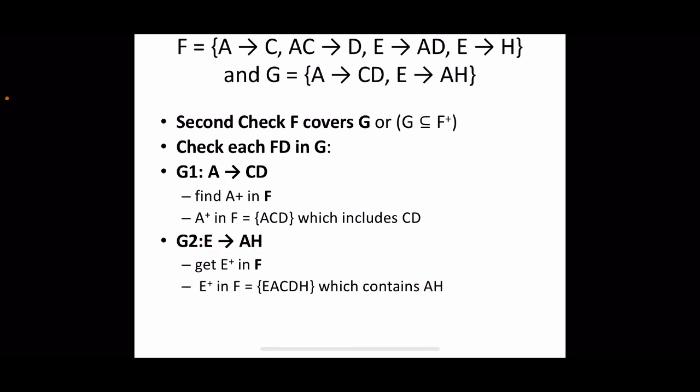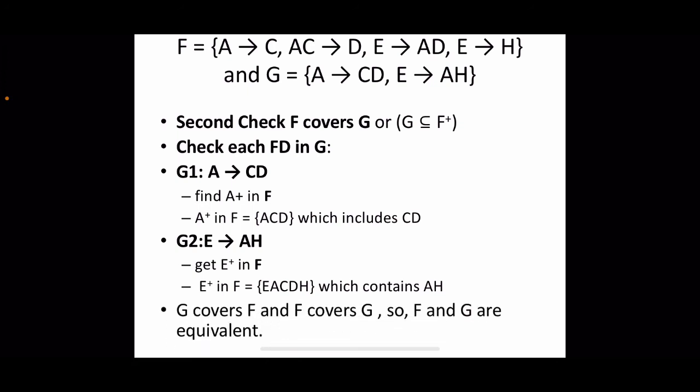So what is the conclusion here? F covers G and G covers F. So we can say that F and G are equivalent. Even though the corresponding dependencies are entirely different, they are equivalent. So this is how we can check whether two different sets of functional dependencies are equivalent.